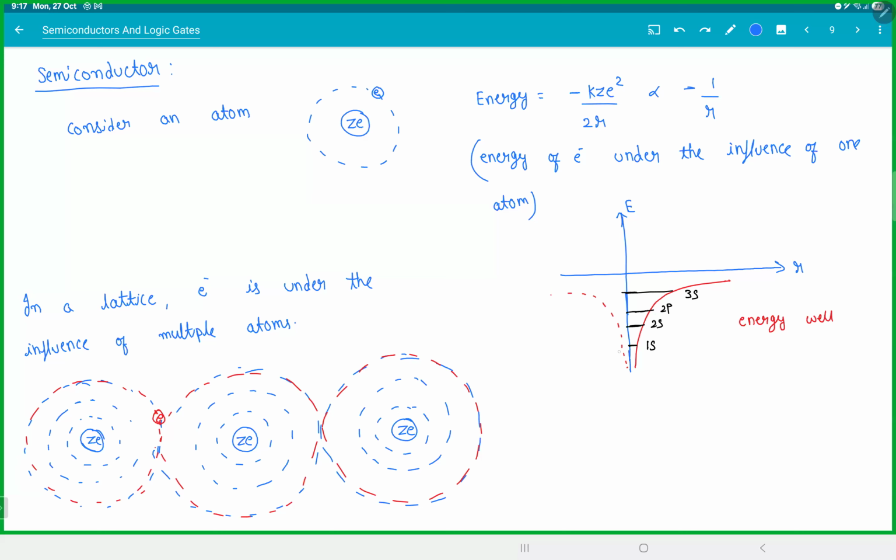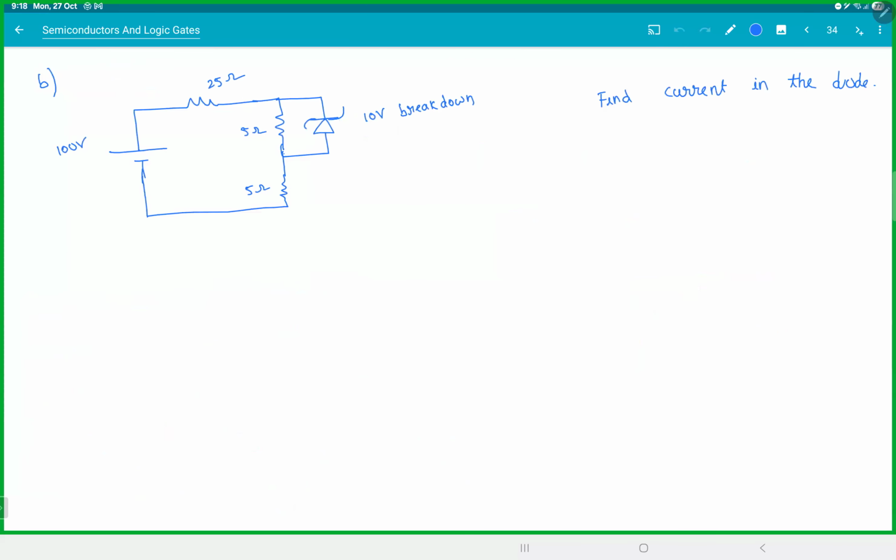And if you look at the orbits here, we have 1s, 2s, 2p, 3s. So the first orbit will have more negative energy. As you go higher, the energy gets closer to 0, but the energy is all negative. All great. This is what happens if you have one atom. But when you take a lattice, you have hundreds of atoms. Now, when you have hundreds of atoms, what will happen? The electrons are not under the influence of only one nucleus, but under the influence of multiple nuclei. So this is what would happen.